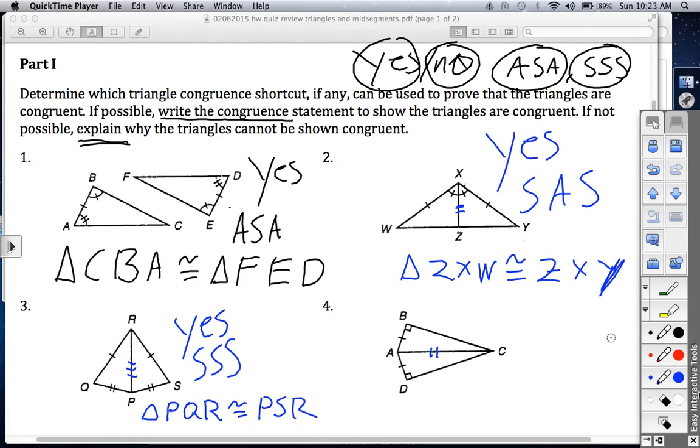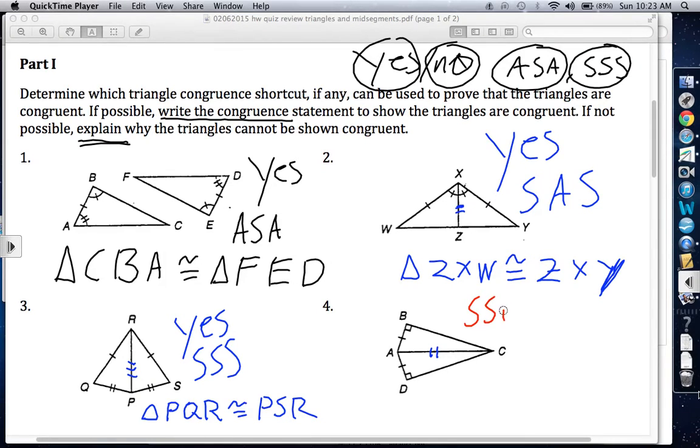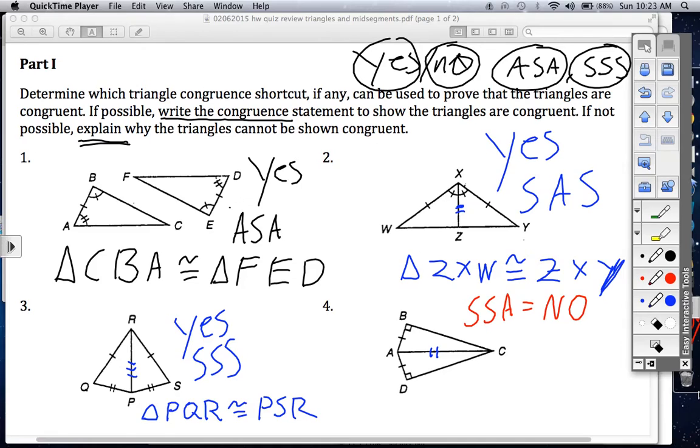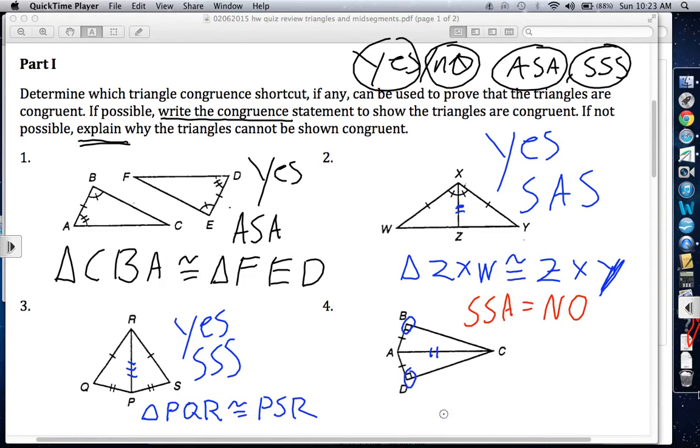I'm going to use red as in this is not the answer. So at the moment we have SSA. SSA is a no. The extra level trick we're going to use is this is a right triangle. We have a right triangle here, we have a right triangle here. So we know that this is a leg and this is a hypotenuse for this triangle. And we know that this is a leg and this is a hypotenuse for this triangle. And those are the exact same size.